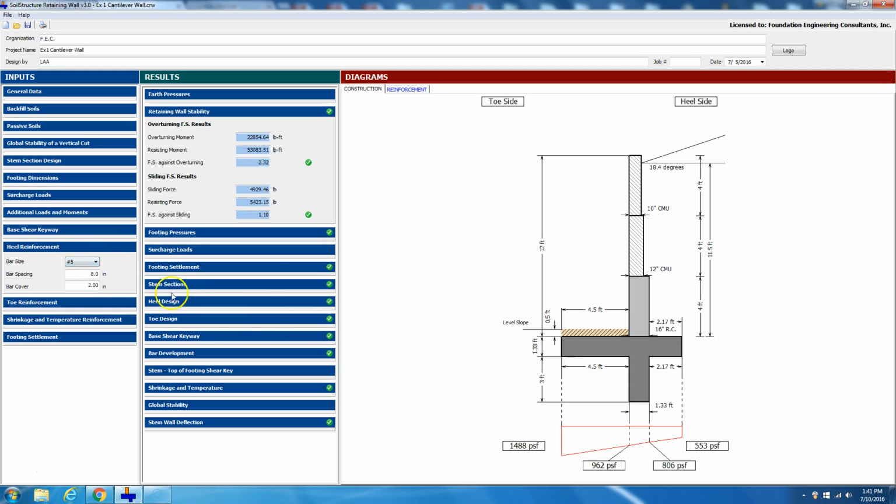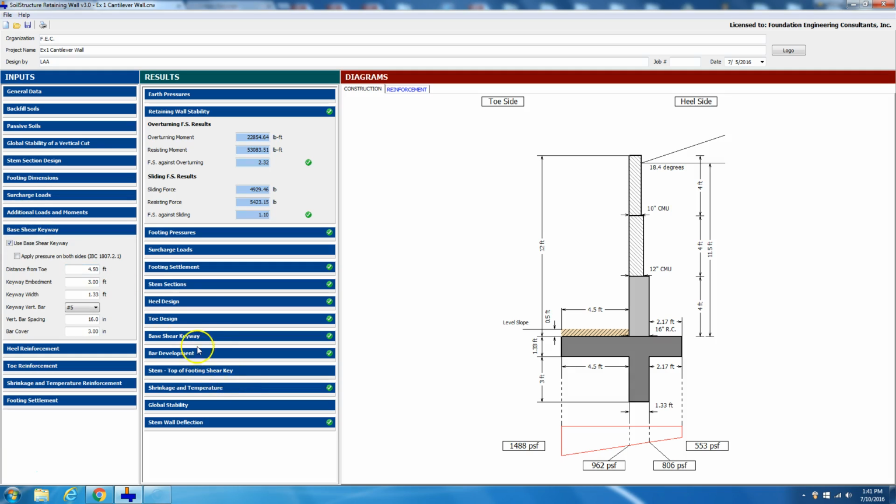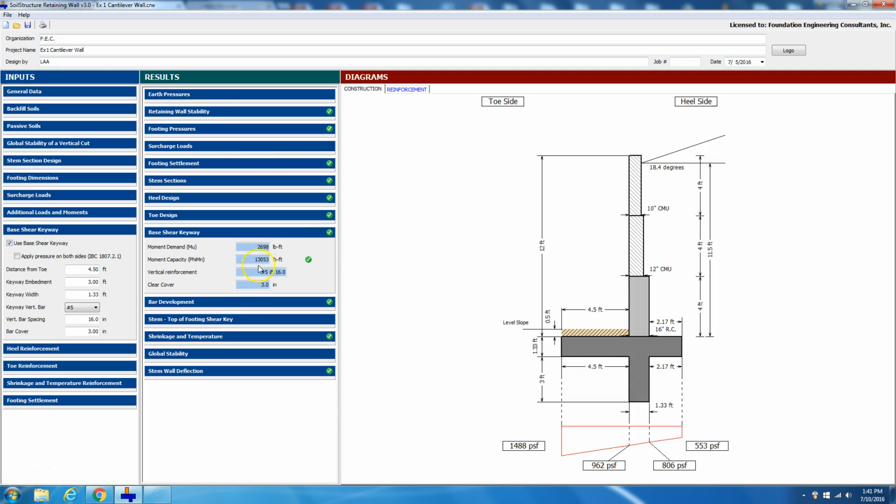So every time you do something, you check. So for example, let's go back to base shear keyway, and then you go here and say base shear keyway. You can see that everything is green. Okay, if you wanted number 5 at 18, you can do that. But if you said number 5 at 21, the program will default back to 18. For ACI code, you cannot have reinforcement spaced greater than 18 inches on center. So let's go back and keep it at number 5 at 16. Because it's touching soil, the bar cover is minimum 3 inches.